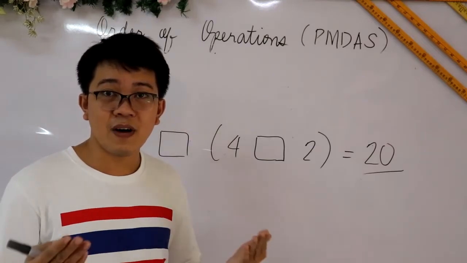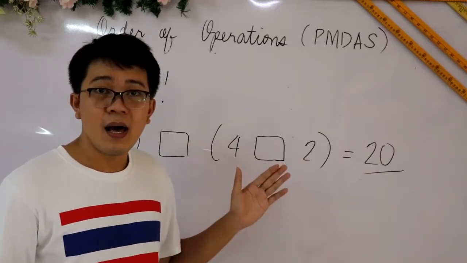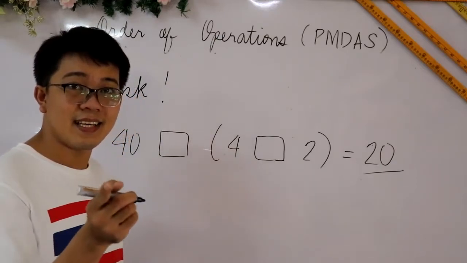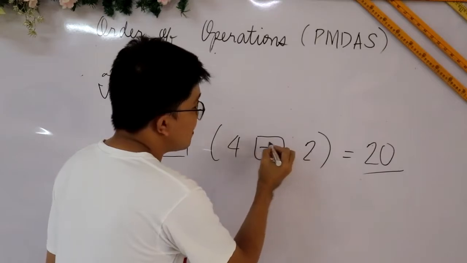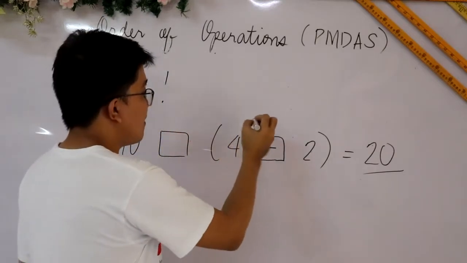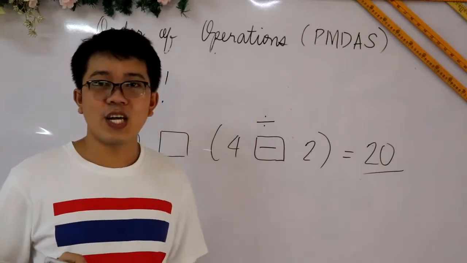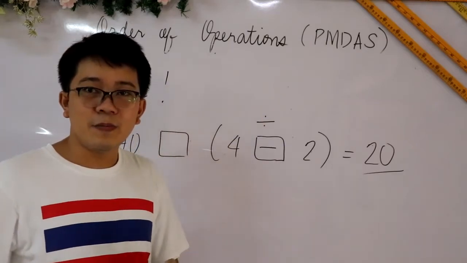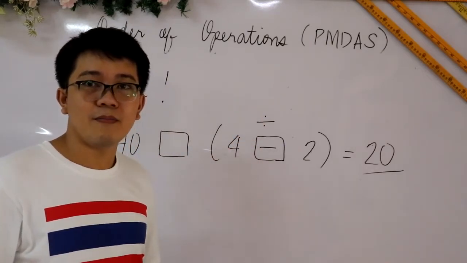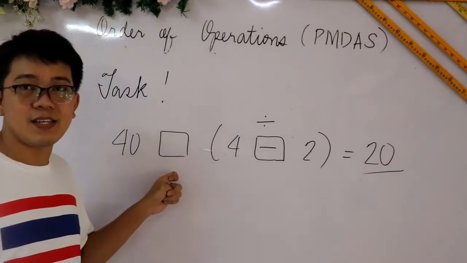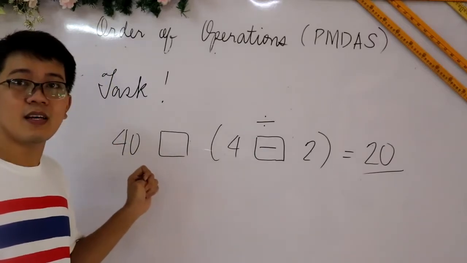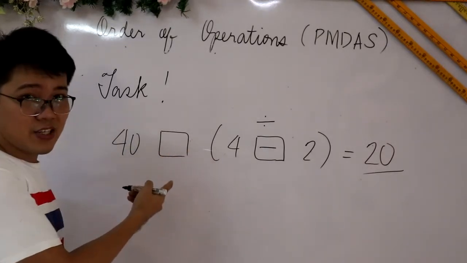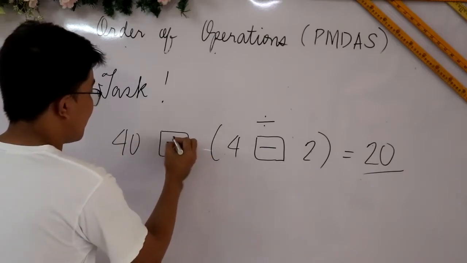First, we're going to find the missing operation inside the parentheses. What do you think is the missing operation here? Very good. It is subtraction or division. So there are two possible answers here. Into the parentheses, it could be a division or subtraction symbol. And how about the other box here? Do you think it is subtraction, multiplication, addition or division? Exactly. The missing operation here is division.